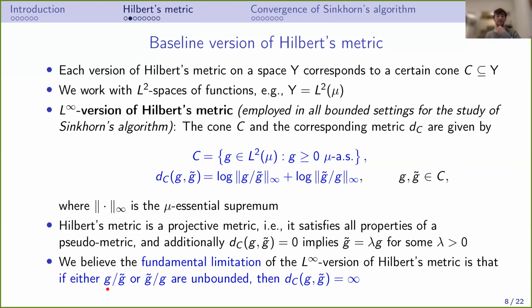And I just want to emphasize that if you're working in unbounded settings, even if you have just something like two quite well-behaved functions, for instance, if g has quadratic growth and g tilde has linear growth, then even in such a relatively well-behaved setting, it would still be the case, of course, that this fraction goes to infinity, and then this version of Hilbert's metric would already be meaningless. And the motivation for this work is really to find a version of Hilbert's metric which is meaningful in these unbounded probabilistic settings.